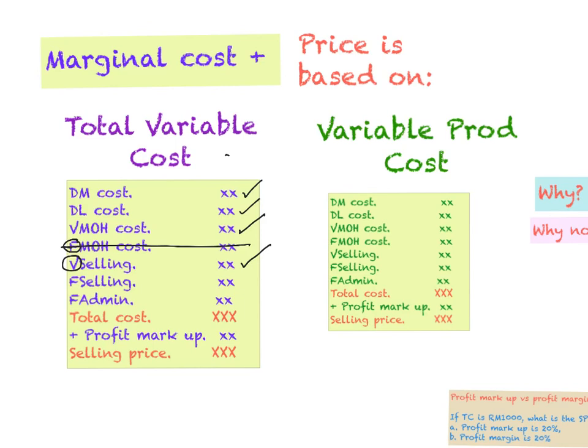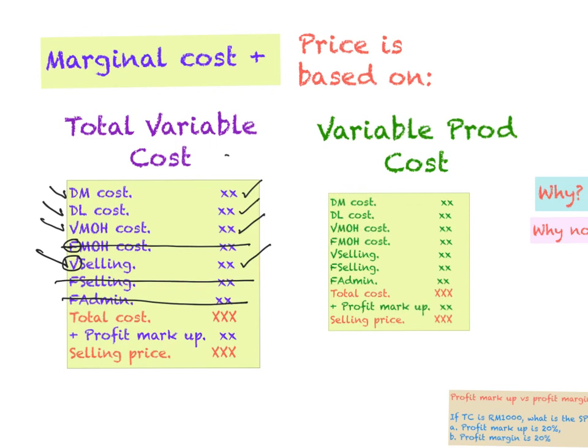What about the fixed selling? The name is already fixed, so we don't want it. So we are going to exclude it from our calculation. Fixed admin, same thing here. It is not variable, so we cannot include it in our calculation. So our focus now will only be on the direct material cost, direct labor cost, variable manufacturing overhead cost, variable selling cost, and that's all.